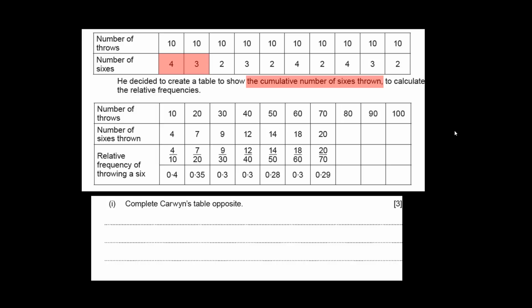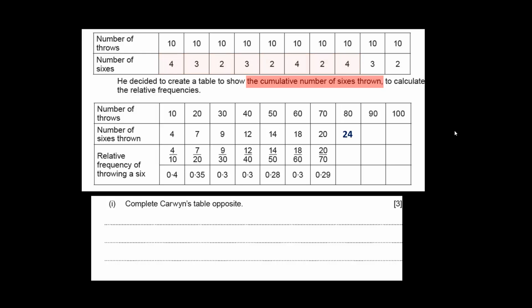For the first 20 throws there was a total of 4 plus 3, or in other words 7 sixes. For the first 30 throws it's 4 plus 3 plus 2, which is 9. For the first 40 throws 4 plus 3 plus 2 plus 3, which is 12. And so on. Now we need to work out what the number of sixes was for the first 80. So we add up all those and we get 24.